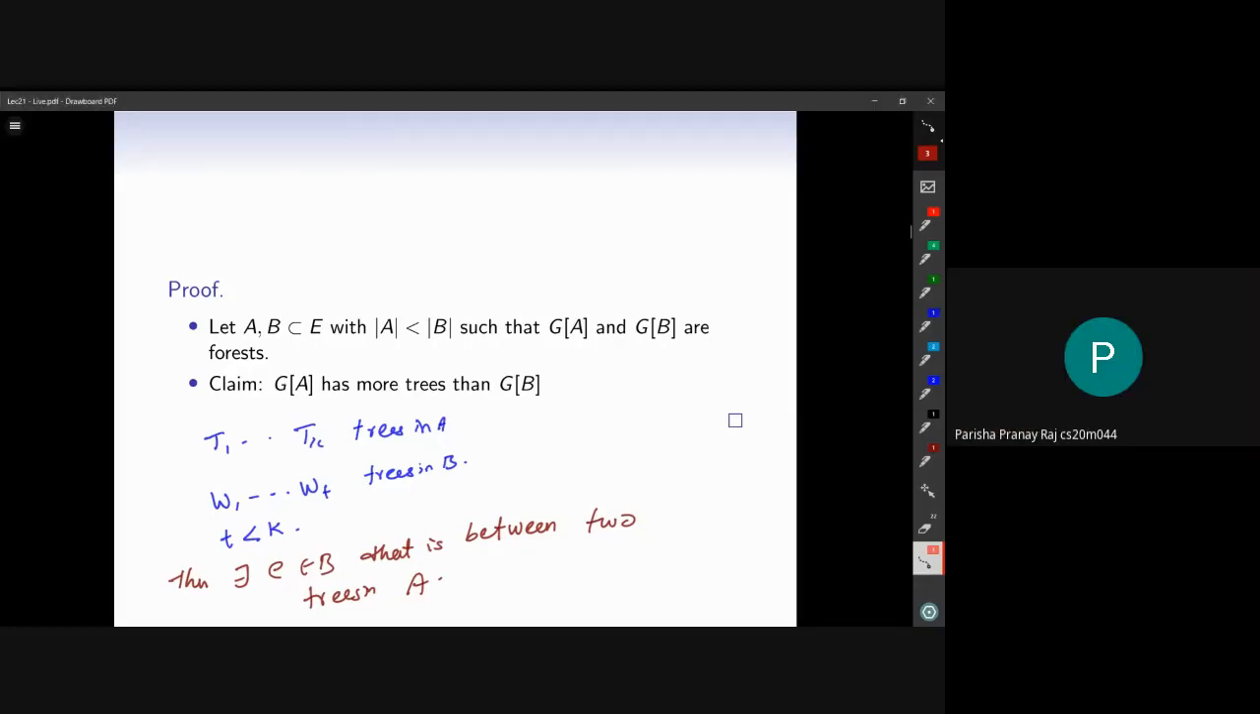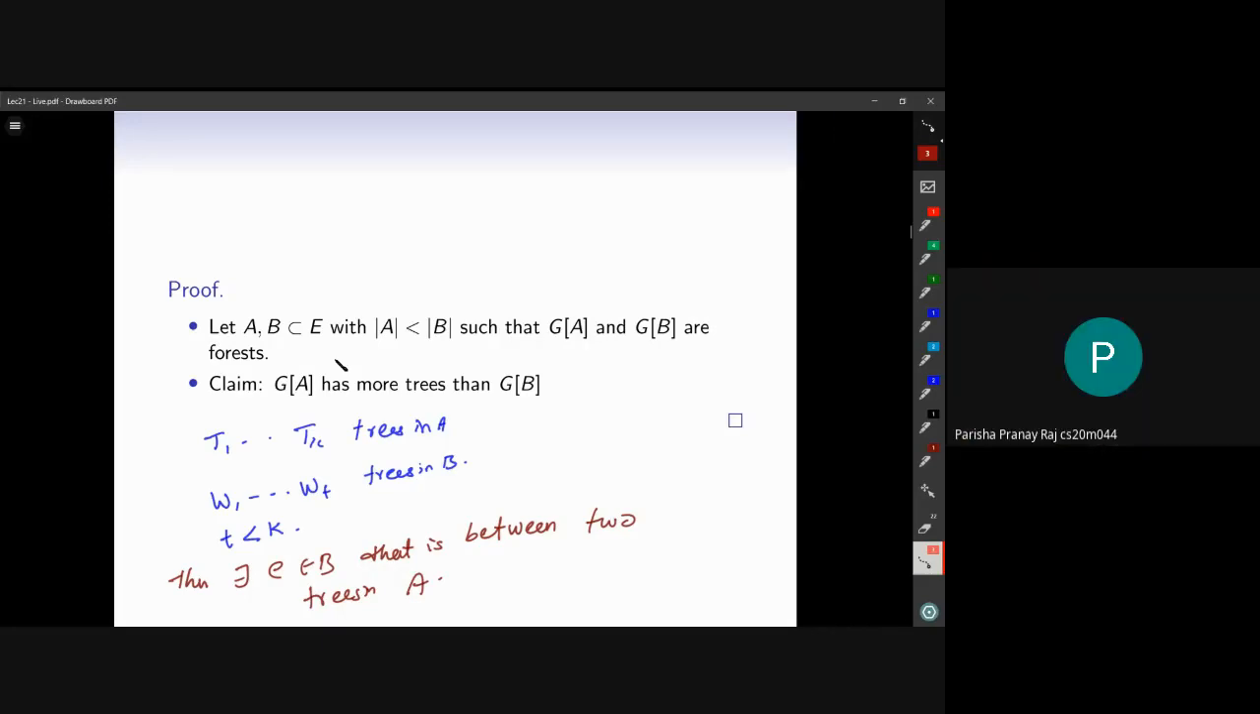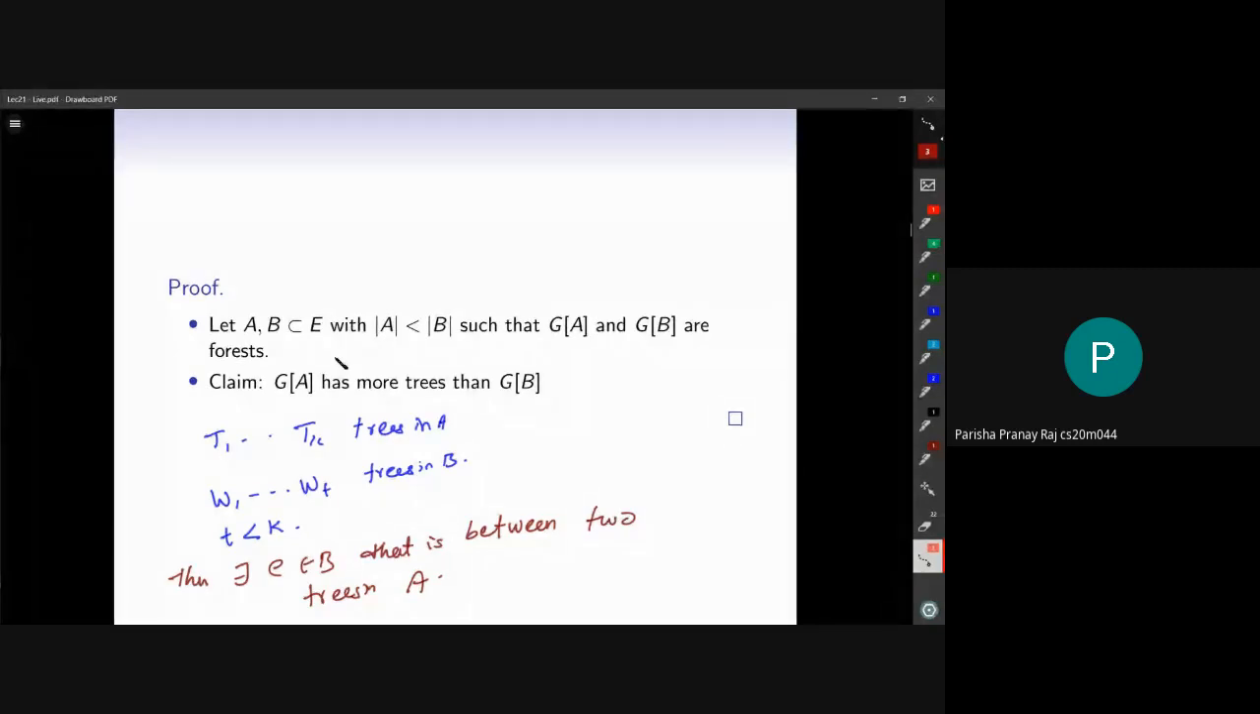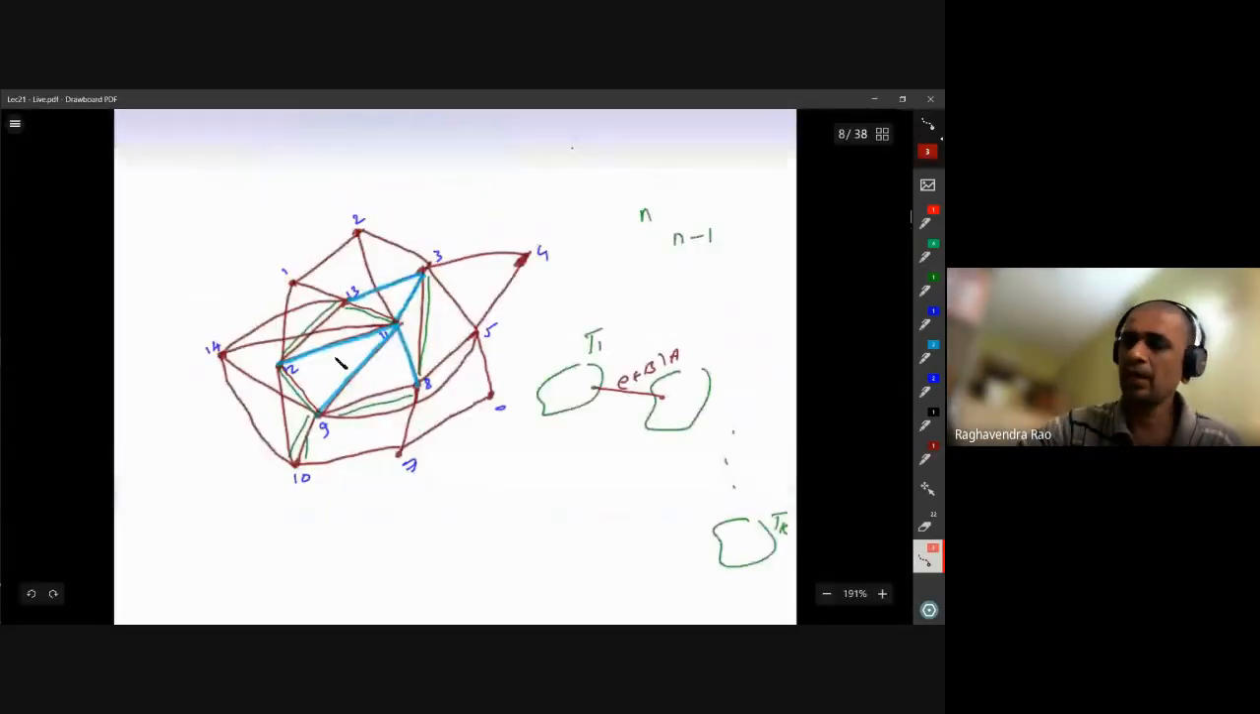Suppose A and B are completely disjoint. Then it's perfectly good, right? But this statement, there exists an edge in B that is between two trees in A. Will that be valid? Yes. When I say an edge between two trees, I mean one endpoint is in one tree, the other endpoint is in the other tree. That's all. The whole tree may not be present. The edges in T1 may not be present in B. The edges in T2 may not be present. All we want is an edge across. That is all.